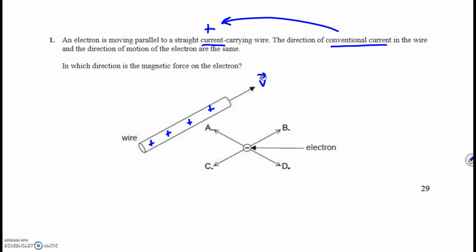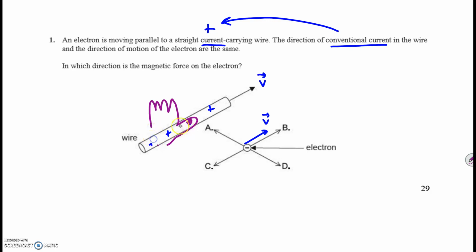Okay, so the positive charges are flowing this way. They said the electron is flowing in the same direction. There's the electron's velocity, and we want to know where the force is on the electron. Now, there are two ways to do this. We'll do it the long way first. Stick your right hand's thumb along the direction of the charge, point your fingers up, and then curl them into your palm.